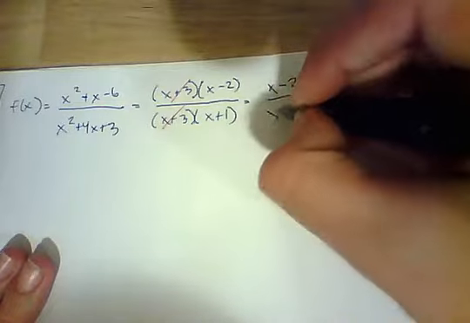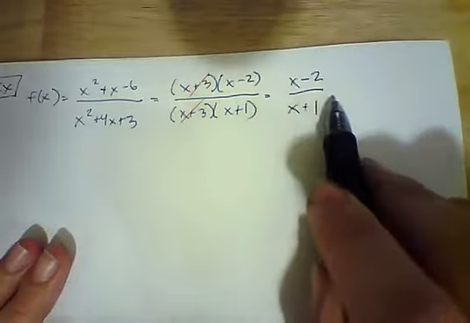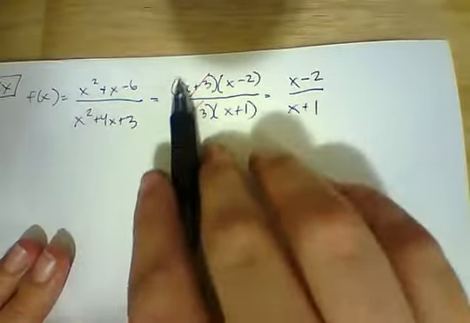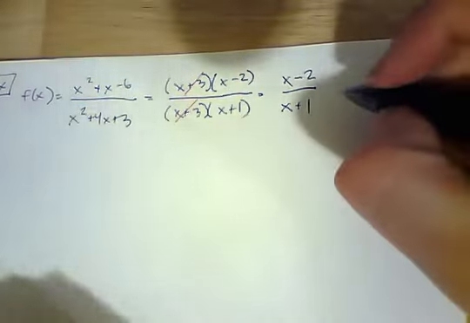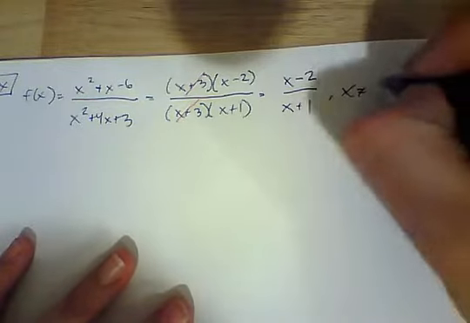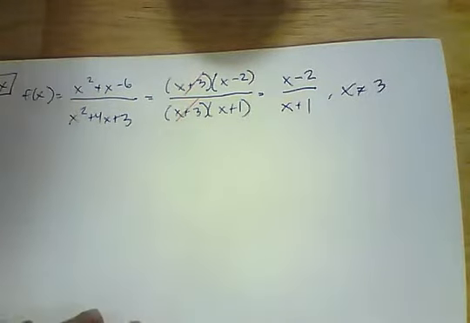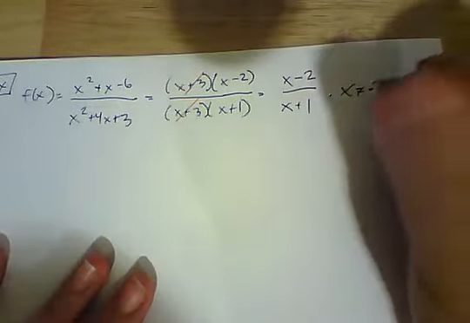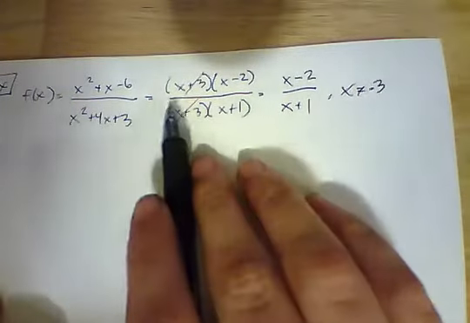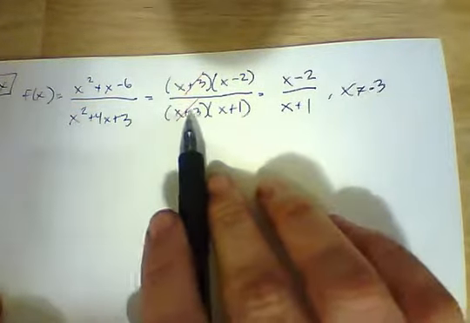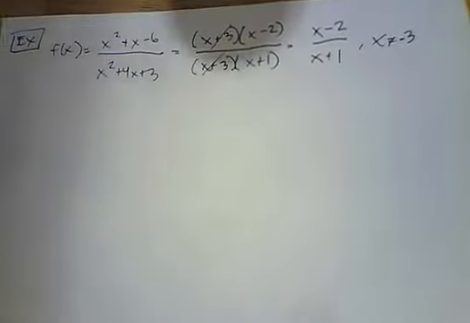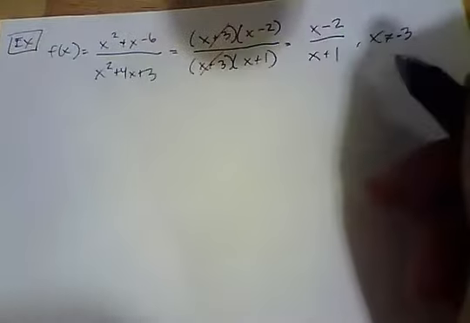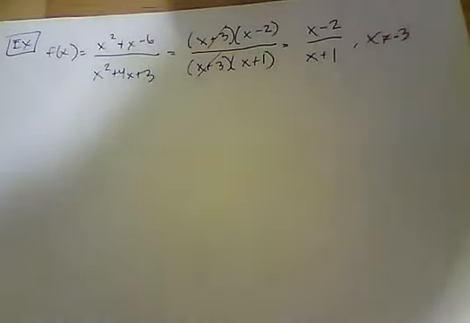x minus 2 over x plus 1, but we have to pay attention to our restrictions, which would have also been that x cannot equal 3. Oh, pardon me, -3. There we go. x can't equal negative 3, because if I substituted that in here, I'd get a 0 on the bottom, and I can't do that. So, again, it's very important that you realize this.